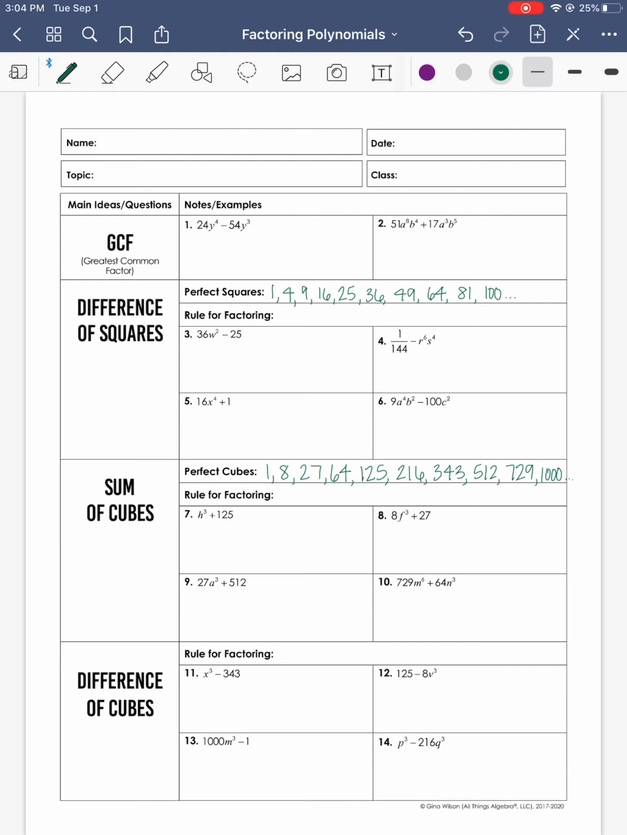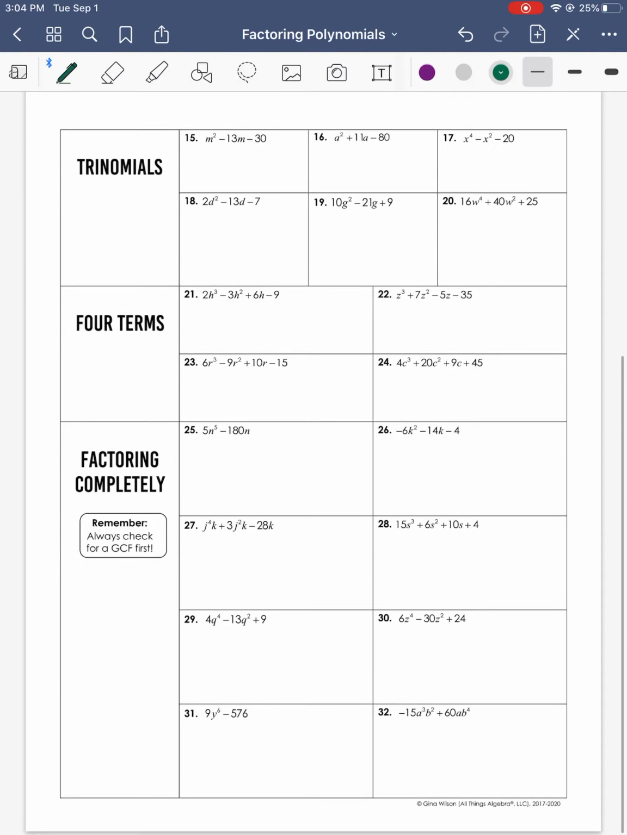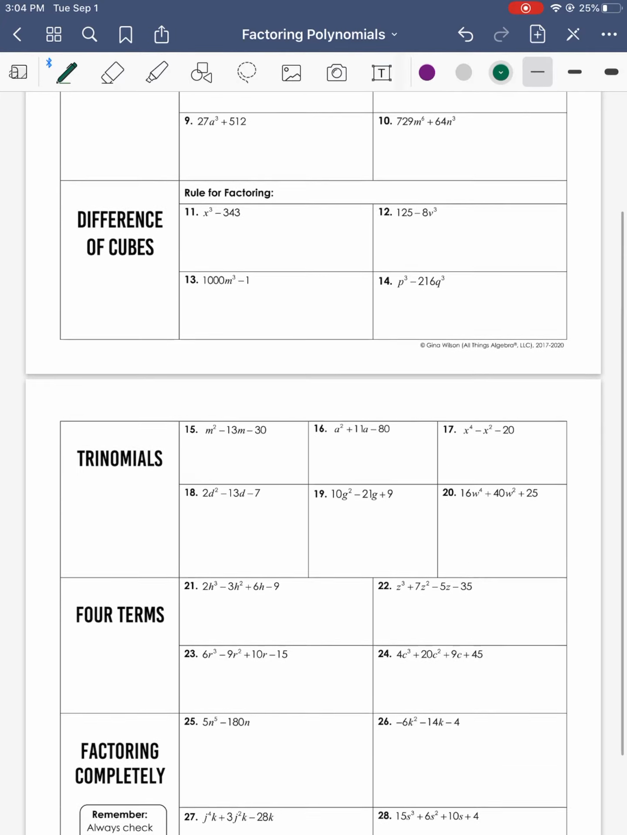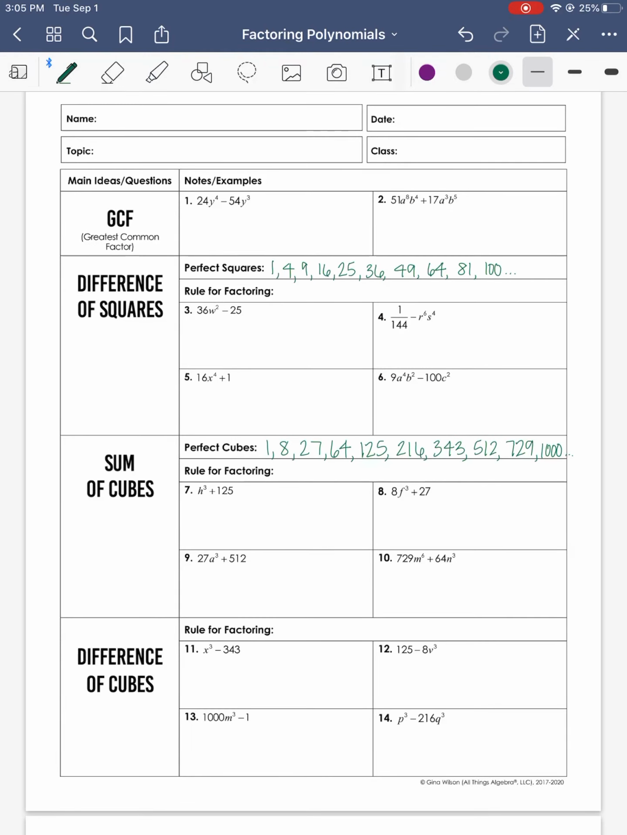Okay, so here in the notes you'll see that we have greatest common factor, difference of squares, sum of cubes, difference of cubes, trinomials, 4 terms, and then just a mixture of factoring. So those are all the different types that we're going to review today. Just doing some kind of quick examples. This is mostly to refresh you, so you should have already gone over these in your previous courses.